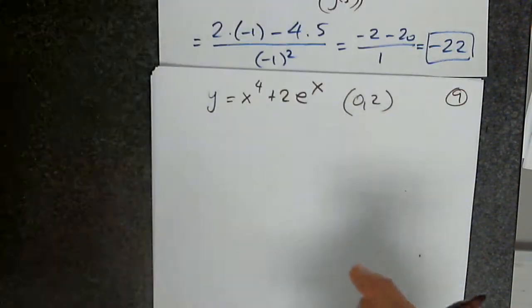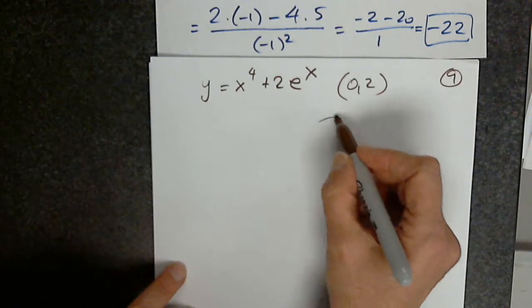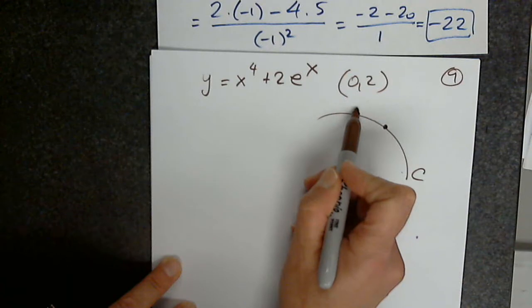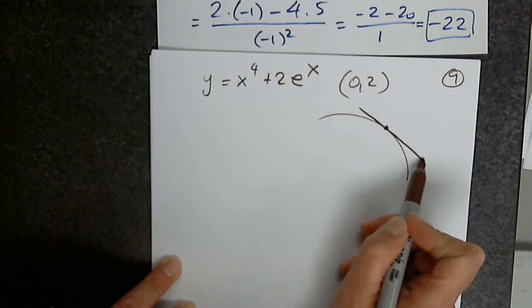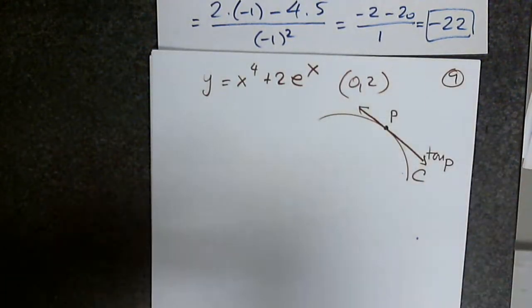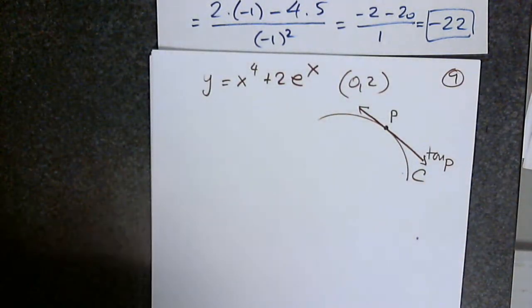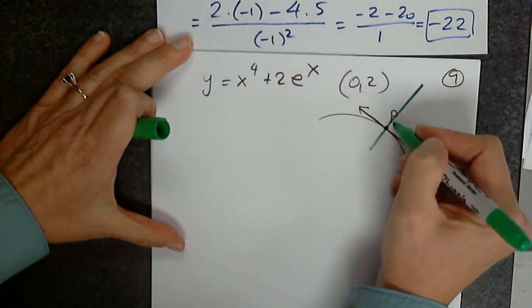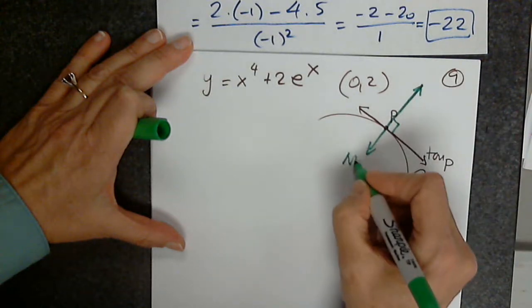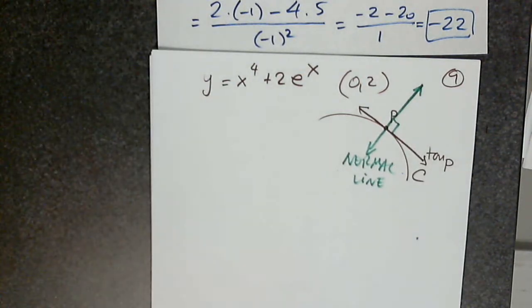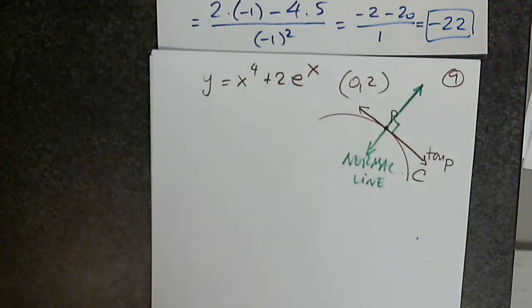The normal line, let me explain what the normal line is. So let's look at the curve. This is curve C, and let's say at this point I have a tangent. This is point P, and this is the tangent at P. The normal line is the line that is perpendicular to the tangent line at that particular point. It passes through the point and it's perpendicular to the tangent line at that point.